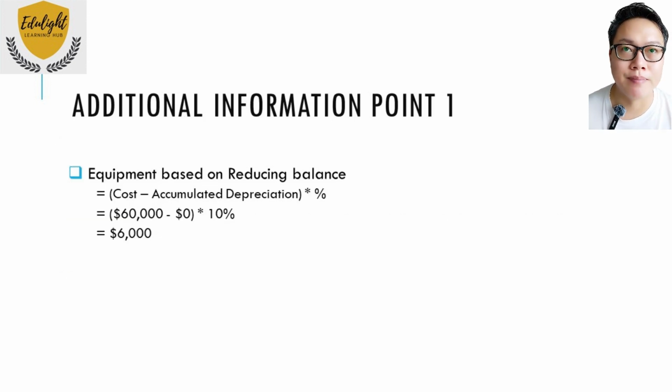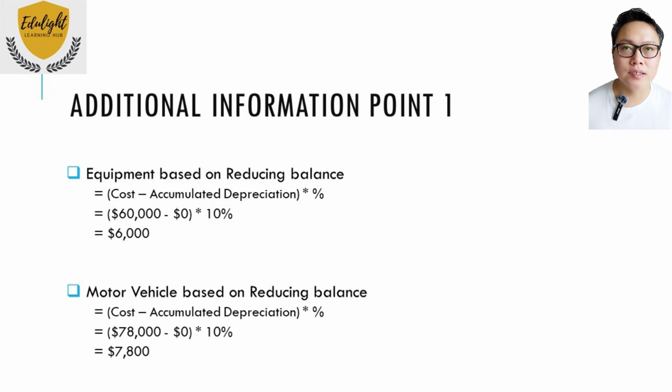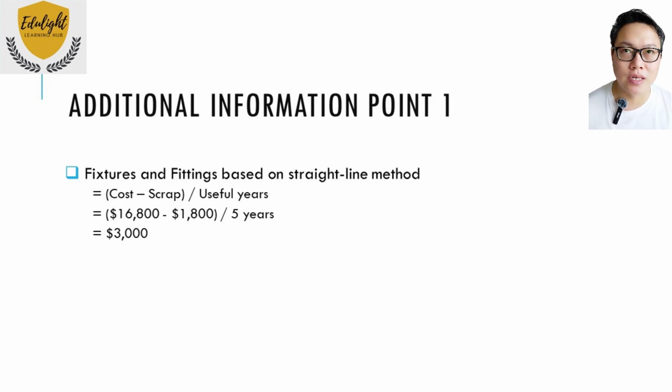So if we put the numbers in for equipment based on reducing balance method, it will be 60,000 minus 0, because based on the question, there is no accumulated depreciation yet. So we will have a depreciation for equipment, $6,000. Motor vehicle, same. There's no accumulated depreciation for motor vehicle in the question. So we will take 78,000 minus 0 times 10%, which gives us 7,800. Now, fixtures and fittings based on straight line method will be cost, which is 16,800 minus scrap 1,800 divided by 5 years. It gives us 3,000.